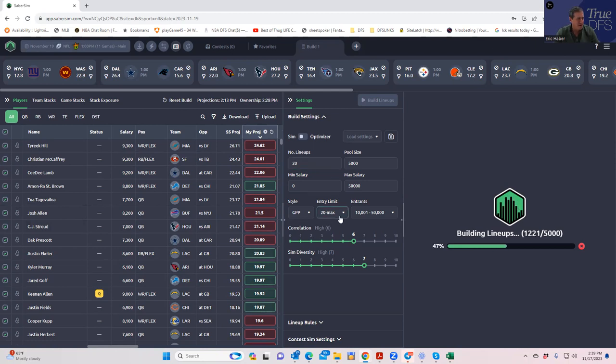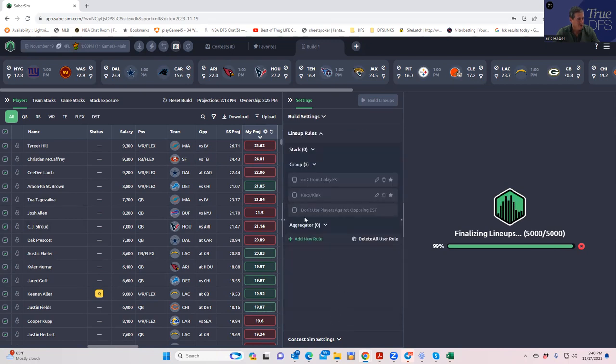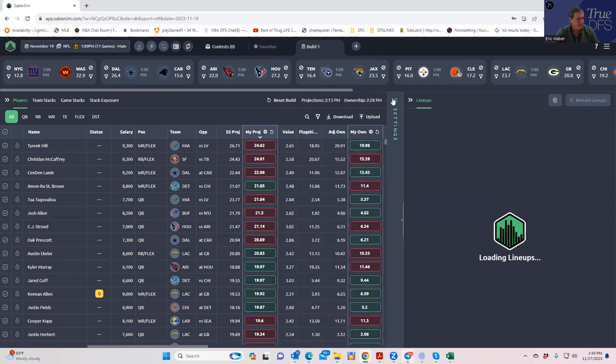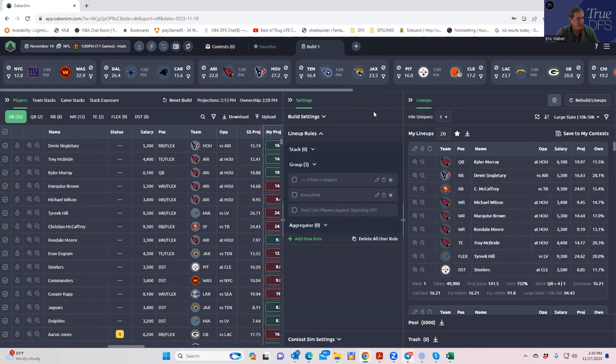These are the initial build settings, but you don't really have to specify them because we're going to run a contest sim a little later that will overcome all of this, I believe, as you'll see. No rules. I also don't have "don't use players against" checked, and I do not have "do not use players against opposing defenses" checked. All right, I guess that's reasonable. Okay, so let's first up these to 150.